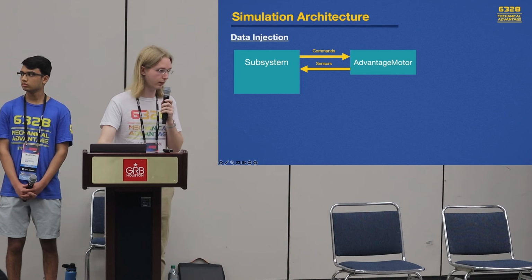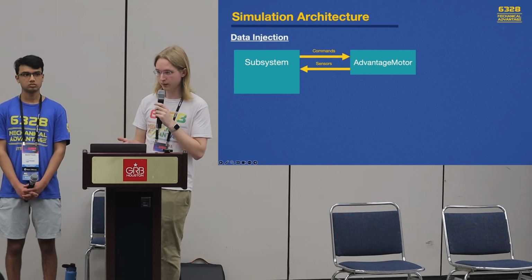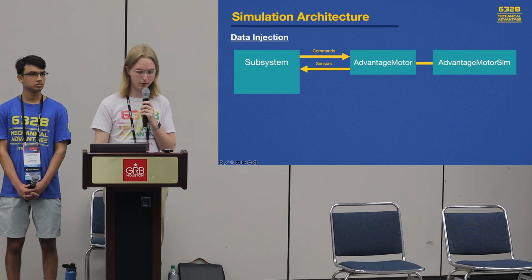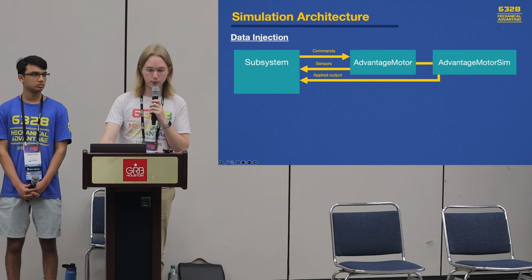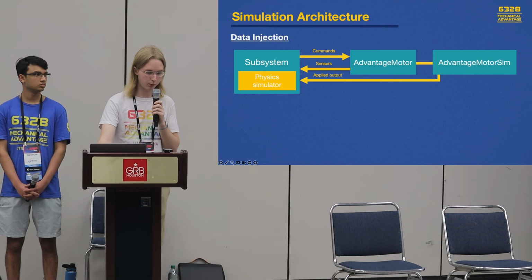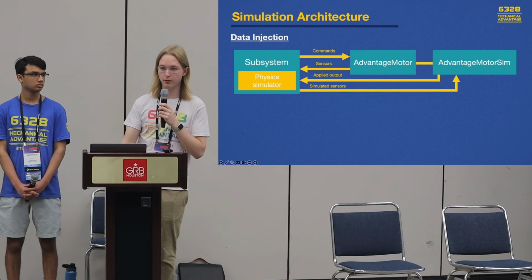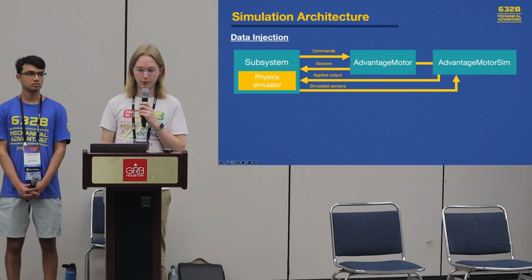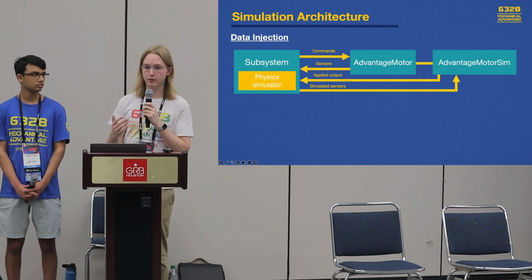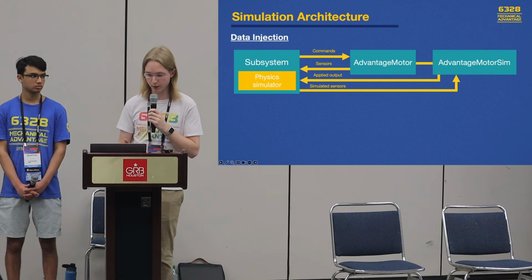Well, the first technique to solve this we'll call data injection. This requires support from the vendor. The way that this works is that they provide a sim object, which is connected to the real controller. You can then read the applied output from that sim object, run the physics simulator within the subsystem, and then write your simulated outputs back to the sim object. Those simulated outputs can then be read back through the normal interface. This is the structure that's recommended by WPILib and by most of the vendors, at least those who support it.